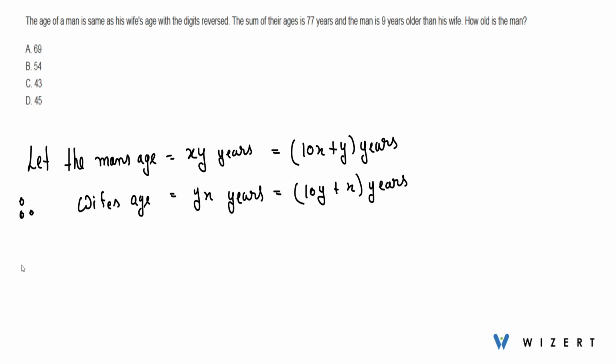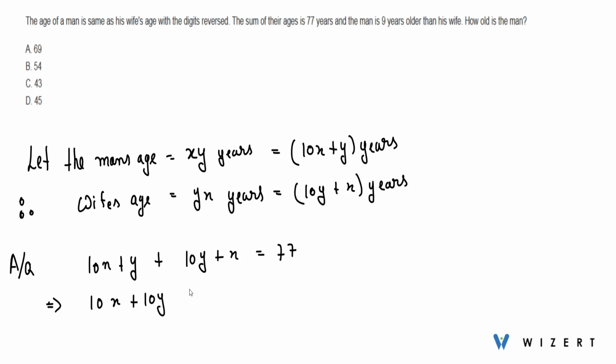Now in the question another condition has been given, that the summation of their ages is equal to 77. So 10x plus y plus 10y plus x will equal 77. So 10x plus 10y plus x plus y will be equal to 77. Take 10 common from here, so 10 multiplied by x plus y, and then from here take 1 common, so it will have x plus y equals 77.